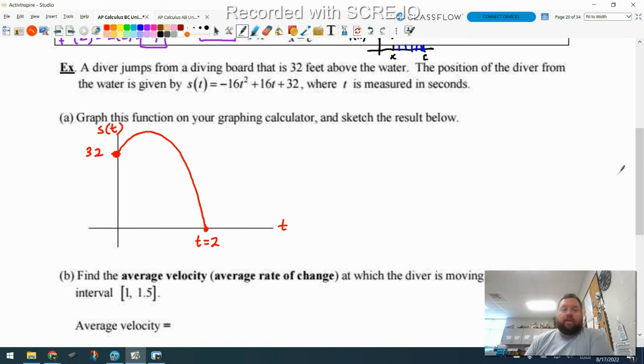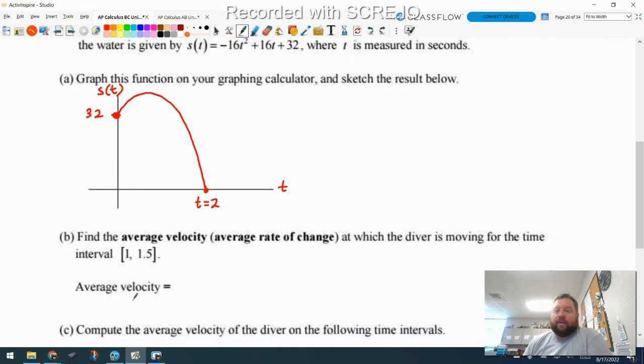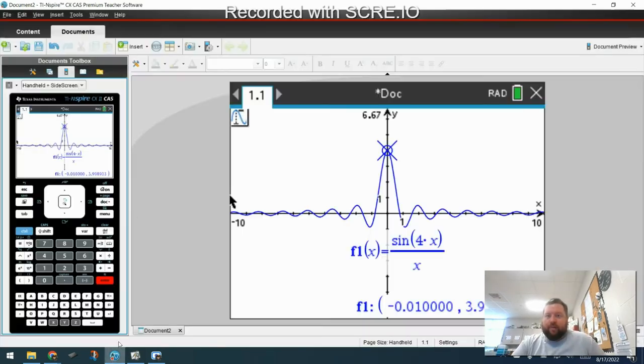All right. So it says find the average velocity at which the diver is moving for the interval from 1 to 1.5. All right, so this is going to be s of 1.5 minus s of 1 over 1.5 minus 1. Okay, I was trying to avoid using the calculator, but I am going to need it for this part. So I'm going to go ahead and pull that up here.